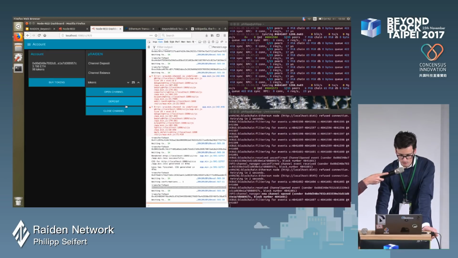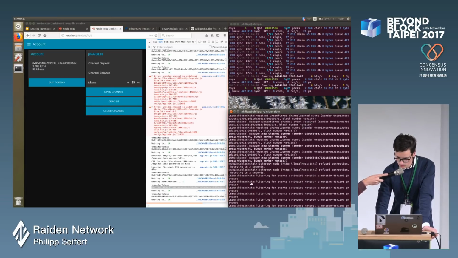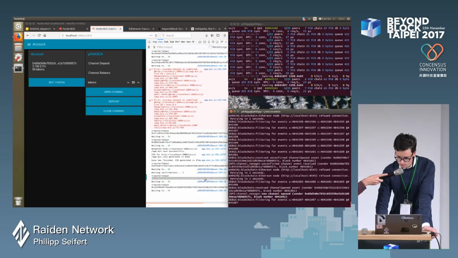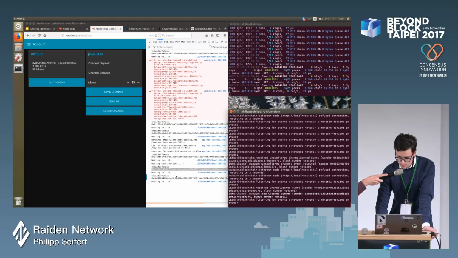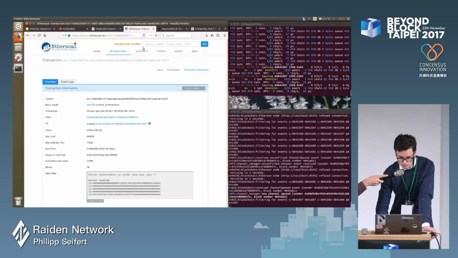Okay. So what I'm doing right now is I want to deposit more tokens. I say I want to deposit 25 tokens. I click the button, and there is one on-chain transaction happening. What I don't see is the confirmation on the MicroRaiden server, but let's see what happens.